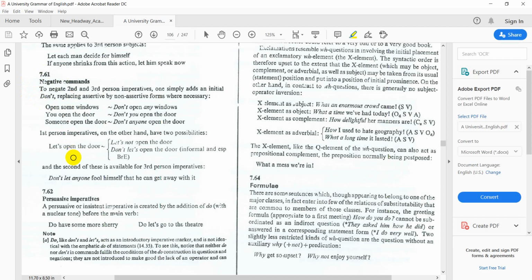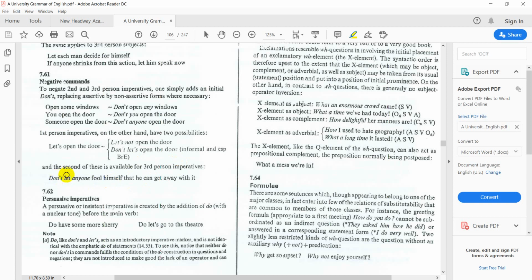So, "Let's open the door." There are two types of negation. Either we keep let's: "Let's not open the door." Or, as we did here, we put don't initially: "Don't let's open the door." And this is very informal and special British English. We usually use "Let's not open the door." But in British English and in informal speech, we use "Don't let's open the door."